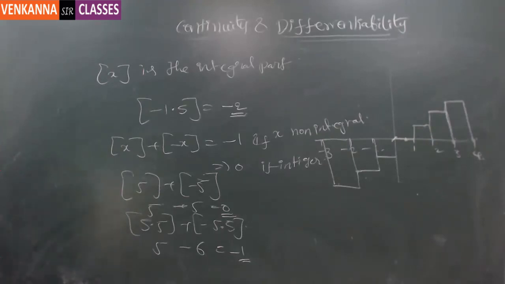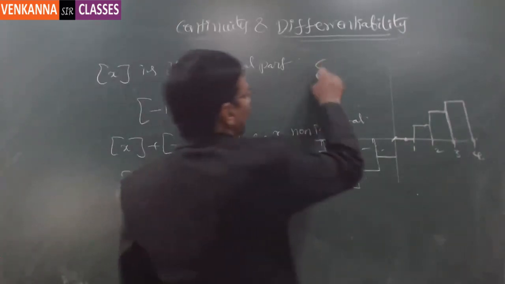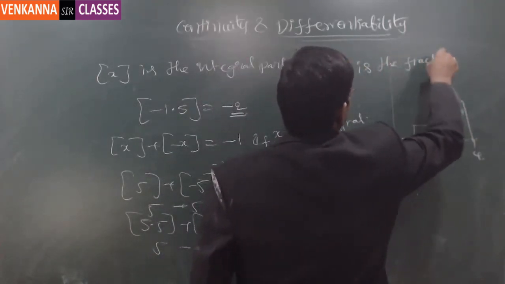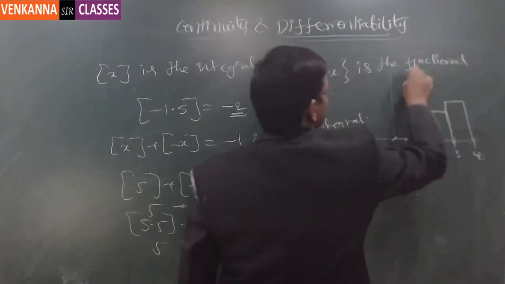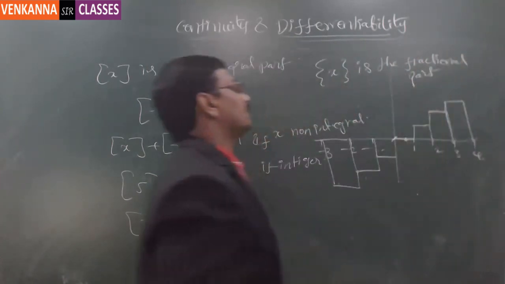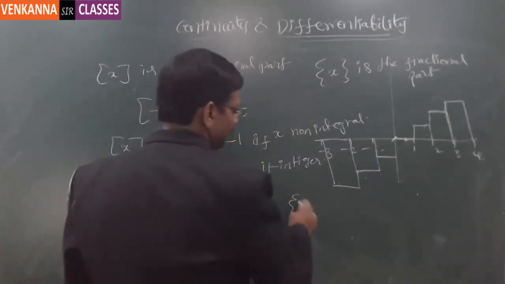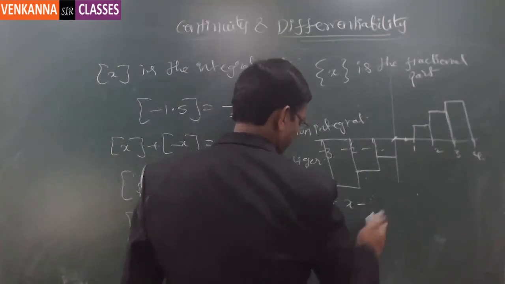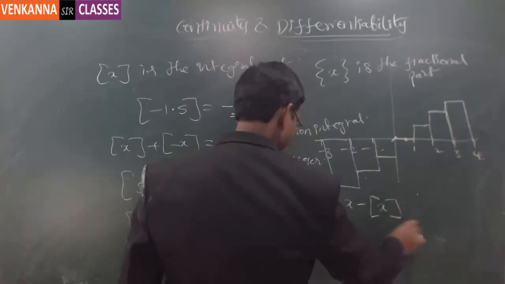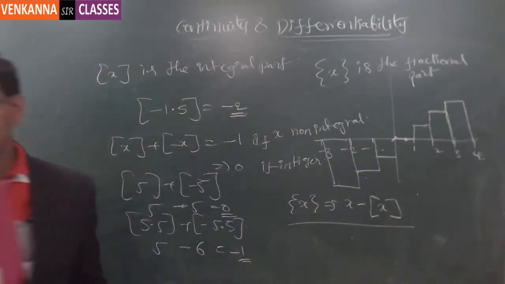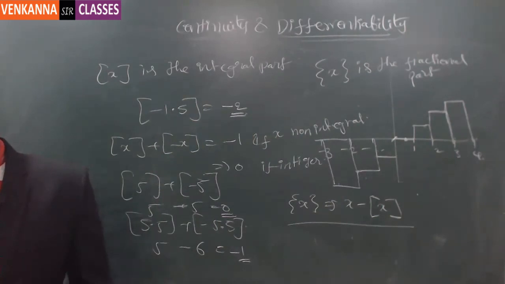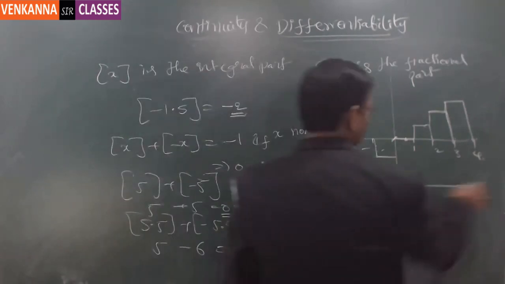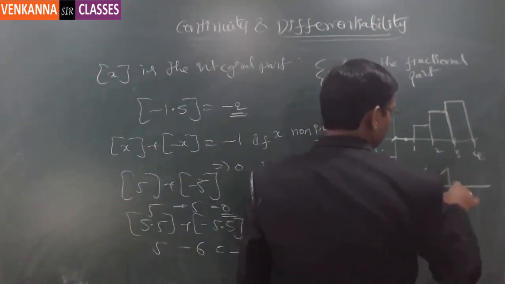And then set x is defined as the fractional part of it. This is the fractional part. The fractional part is always written as set x is equal to x minus step x. Got it? Now, on the positive side, we have defined the function. So this is coming out to be a function like this.